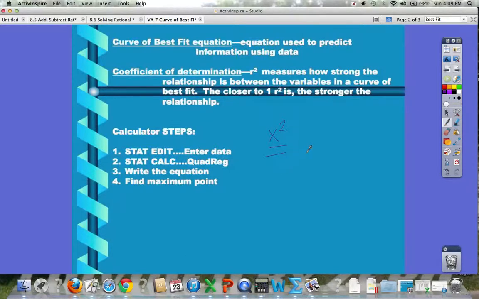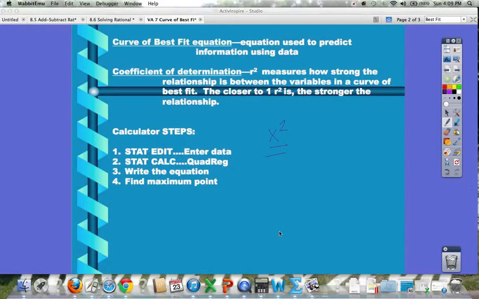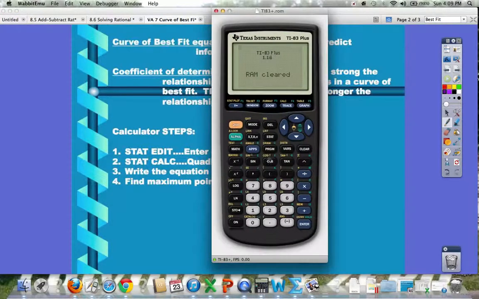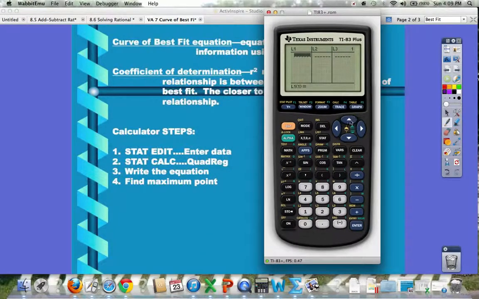All right, so you're going to have calculator steps. You're going to have stat edit, where you put in your data. Okay, and remember how to clear it out. So you go to stat, and then you go to edit, which is enter, and you're going to put stuff in L1 and L2. If you have stuff in L1, you would just simply go up to the top of the column, highlight it, and hit clear enter, and do that for both of them if you had stuff in there.